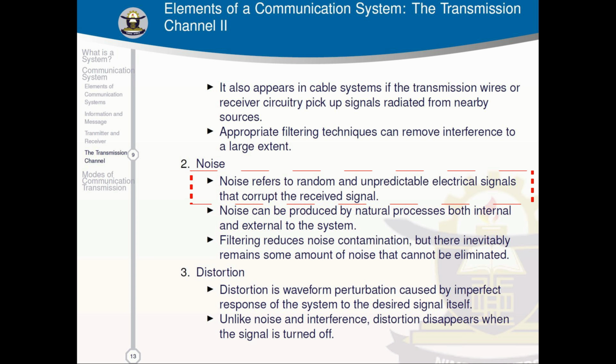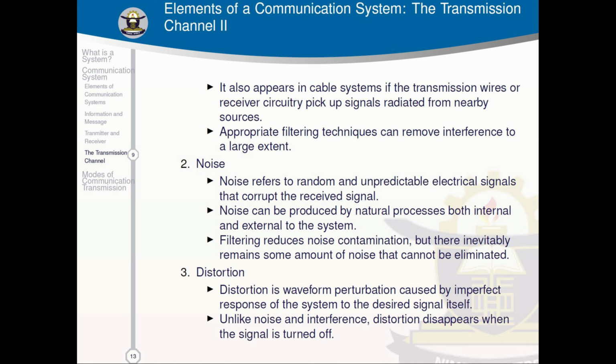Noise is the random, unpredictable electrical signals that corrupt the received signal. The noise can be produced by the processes occurring within the transmission system, within the receiver system, and even within the transducers. Thermal noise that occurs as a result of the components within the circuitry is one type of internal noise. There are also sources from outside the system that can also affect the integrity of the signal. Filtering can also reduce noise contamination to a very large extent.